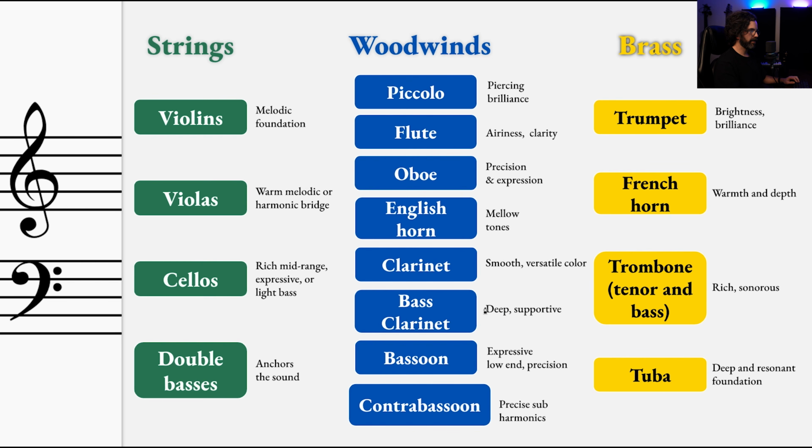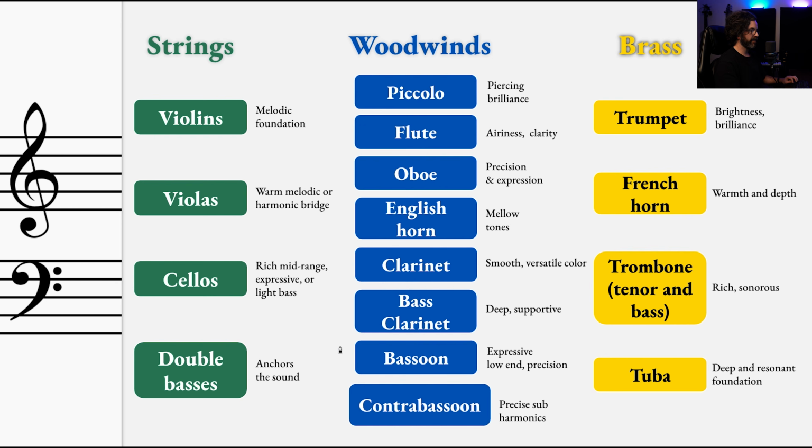So what's great also with the bass clarinet is that it can play with the clarinets, it can play as well with the English horn, and it can play with the bassoons and the contrabassoons. It can act in different roles, so it's a beautiful instrument. Now getting back into the double reeds with the bassoon and the contrabassoon. The bassoon first, expressive low end and precision.